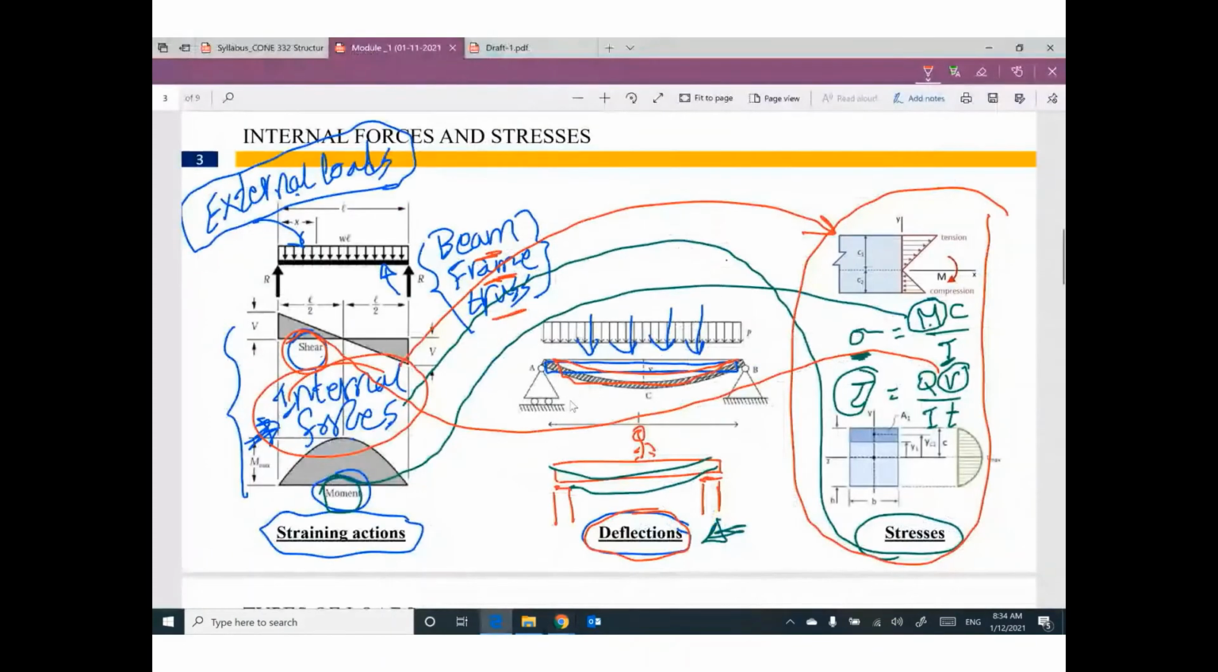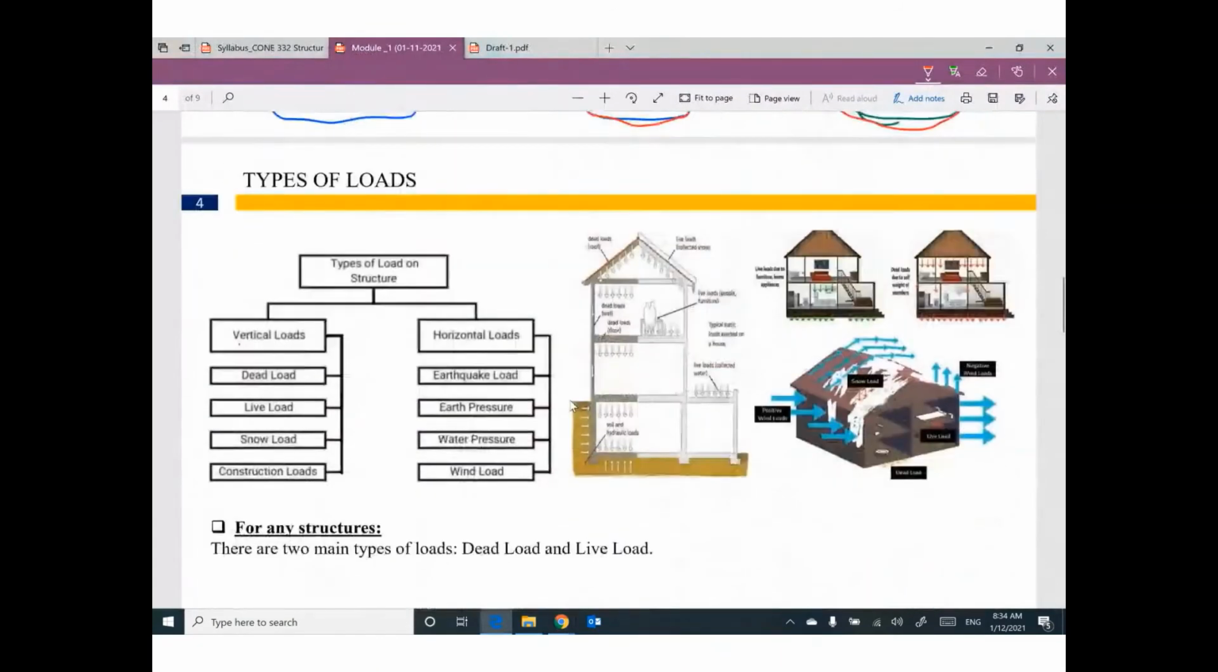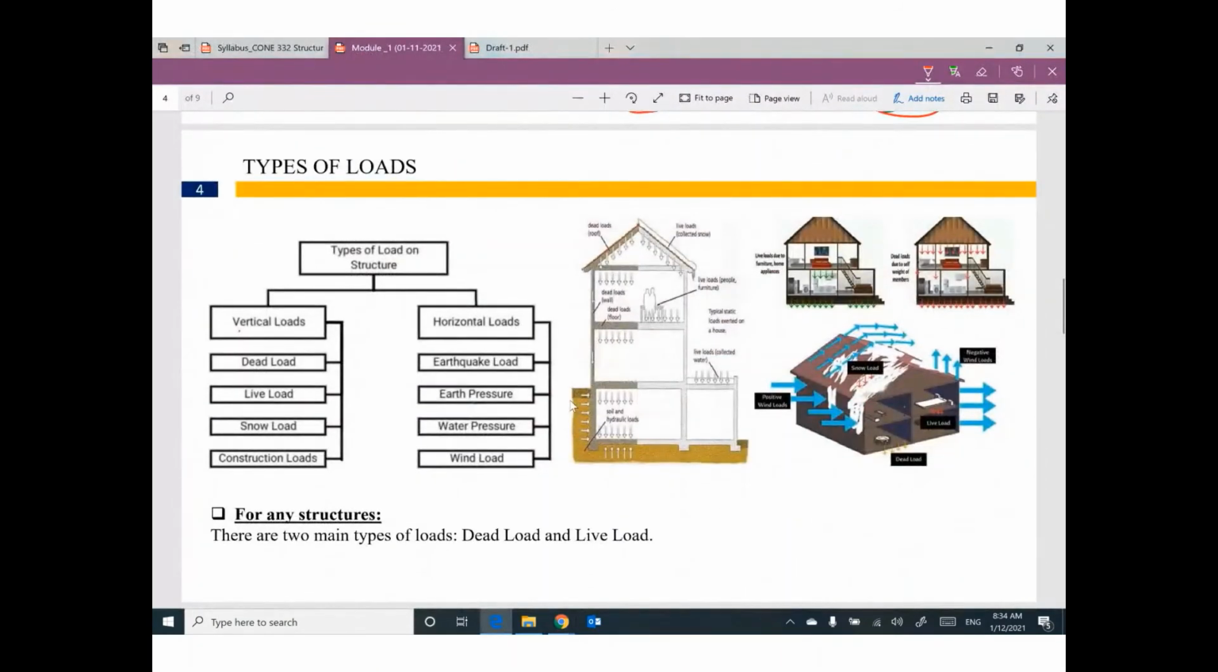Today is only an introduction to our course. We have many types of load. Probably your loads are vertical loads. If you are standing in your apartment, you are causing vertical load, I believe, because your own weight is vertical. The furniture around you is also vertical load.